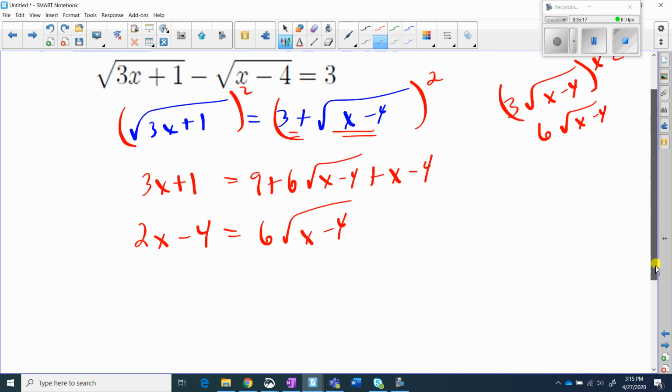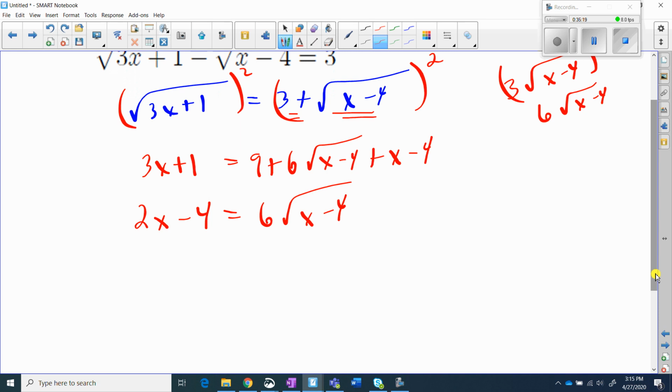Again, at this point, check your coefficients and see if there are any common factors. If you find them now, it'll make things easier going forward. Notice these, 6, 4, and 2, are all divisible by 2. Let's take that out as the GCF. And we're down now to x minus 2 equals 3 square root x minus 4. Square both sides again.